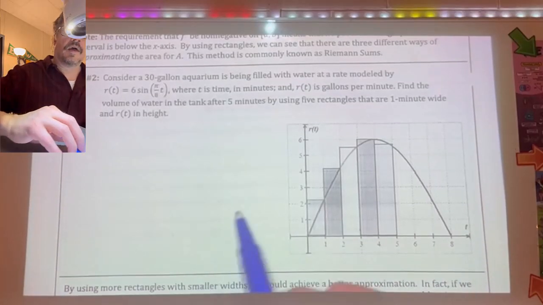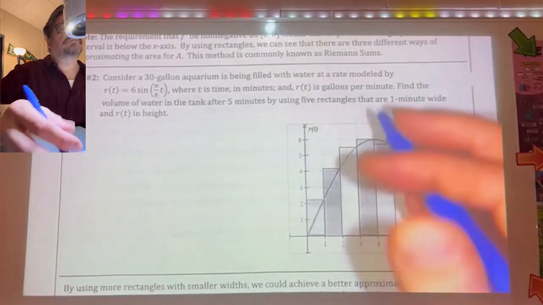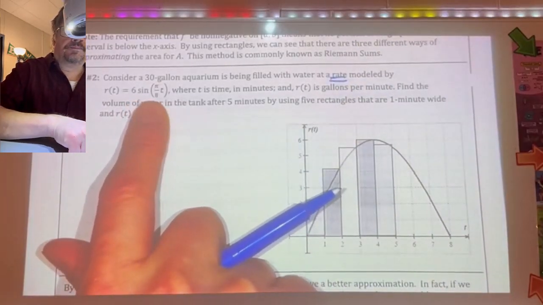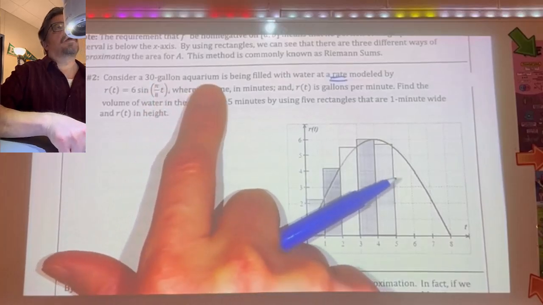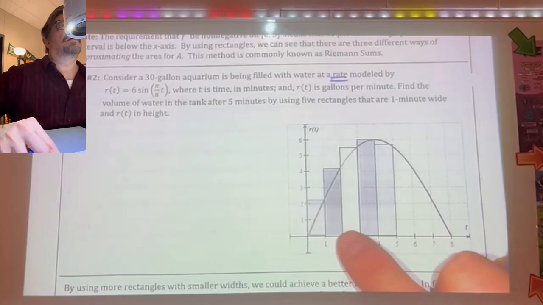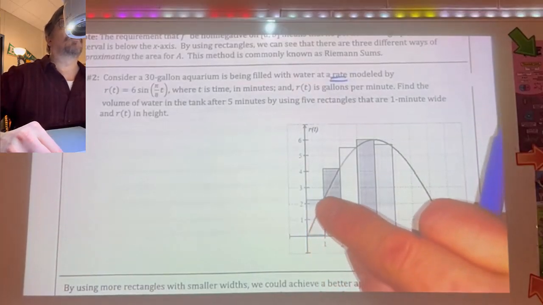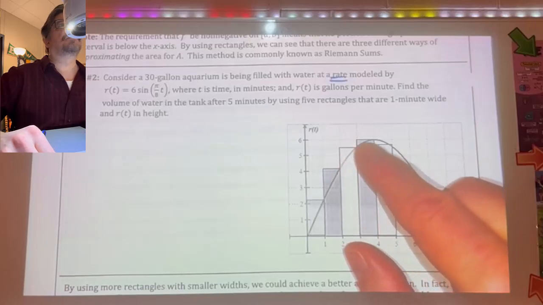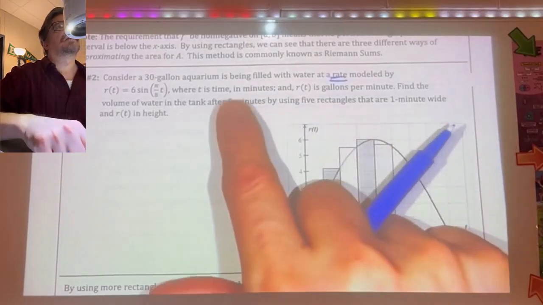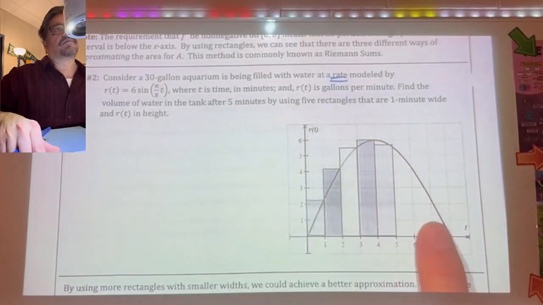All right, so let's say we've got this function, and this is the rate at which this 30-gallon aquarium is being filled with water, okay? So it looks like it's being filled slowly, but they keep dumping more and more water in. The rate gets up to about 6 gallons per minute, okay, 6 gallons per minute. And then the whole process starts to slow down.